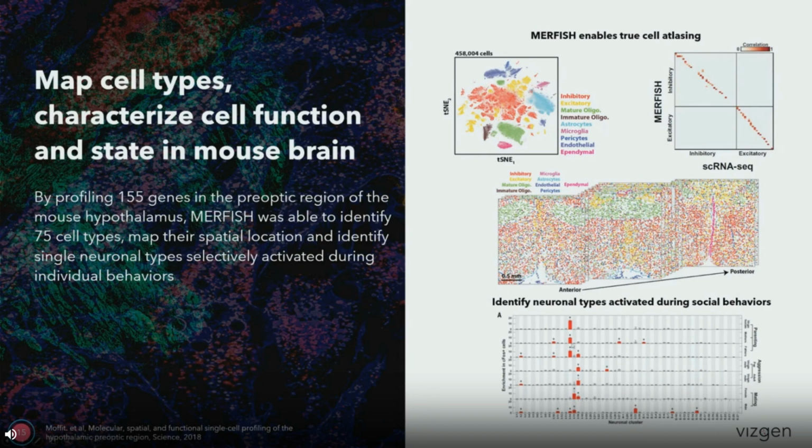For example, showing here, this bar represents the neuronal type that is selectively active during parenting behaviors. And with the spatial information recorded in this measurement, you can now map out where those individual cells are in complex tissue. So this study really highlights the power of MERFISH to perform true cell atlasing and to map cell types, characterize cell function and state in the complex tissue.